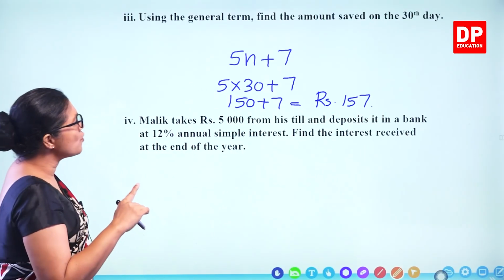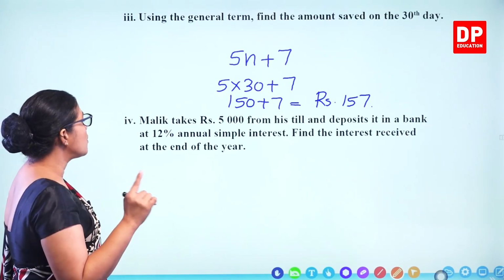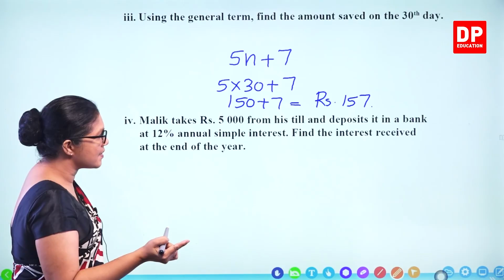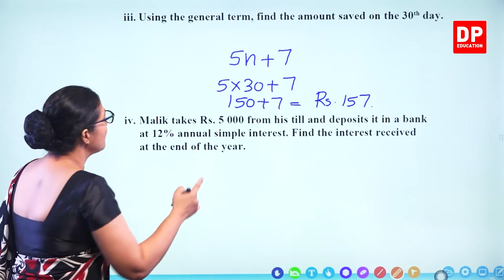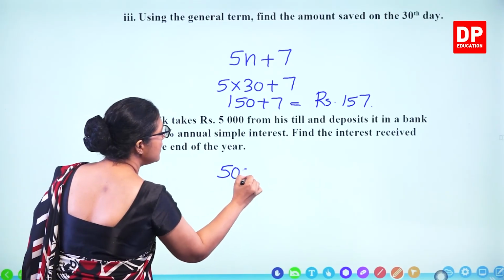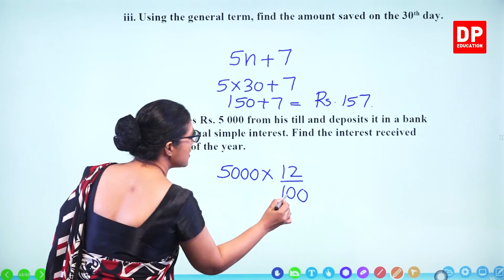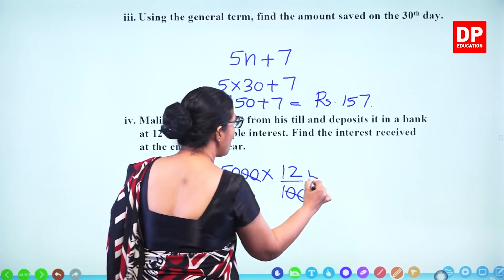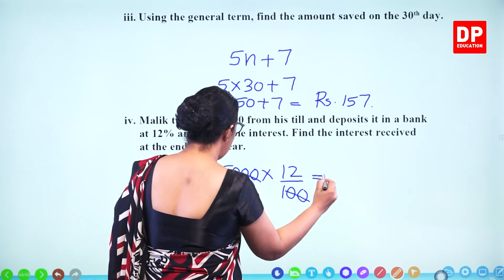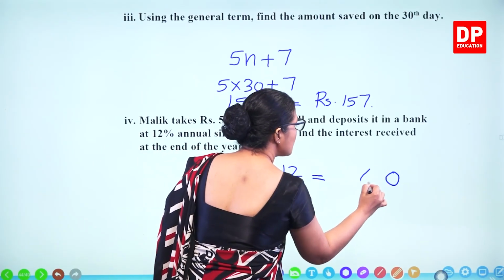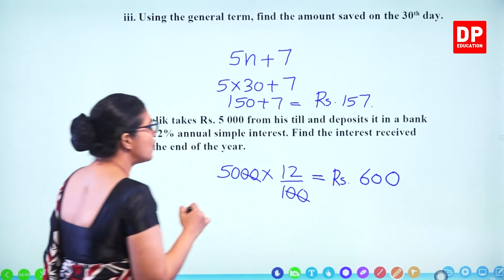Malik takes 5,000 from his till and deposits it in a bank at 12% annual simple interest. Find the interest received at the end of the year. So 5,000 into 12% is the interest you are getting. So 2 zeros get cancelled out. 12 times 50. 12 times 50, 0, and 12 times 5, 60. So 600 rupees.